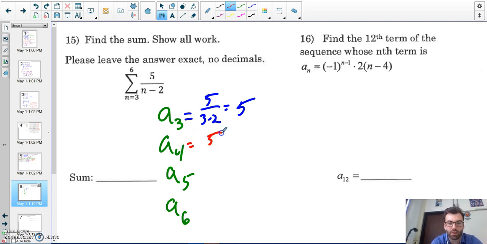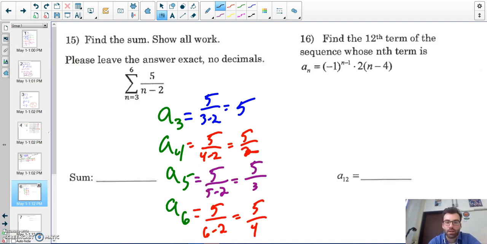Fourth, 4n for n, which is 5 over 2. All right, I'm going to pause it for a second and do 5 and 6. So here's what I came up with for 5 and 6. 5 minus 2 is 3, 6 minus 2 is 4.